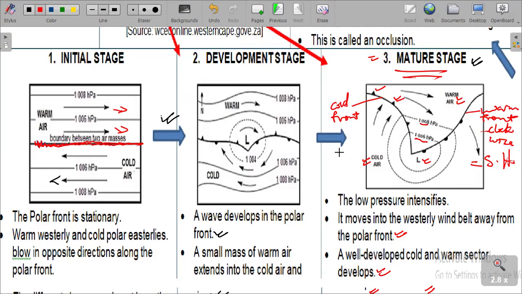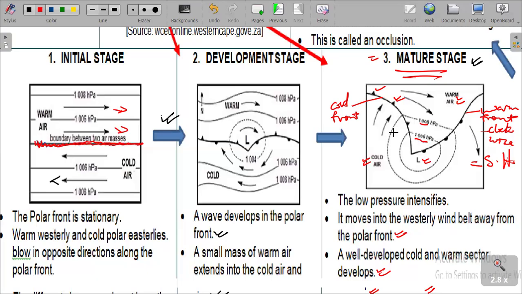Class, understand these things. The warm front is at the leading eastern edge of the warm sector, as we can see there. And then it is ahead of the warm air. As you can see, our warm air is behind, and then our warm front is ahead there. So the warm front is actually ahead. The warm front is actually at the leading eastern edge of the warm sector. Therefore, it is ahead of the warm air.